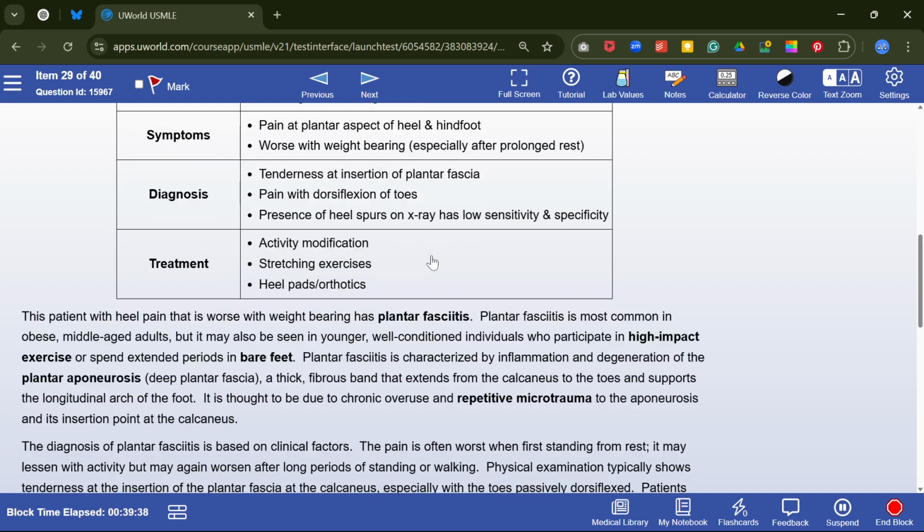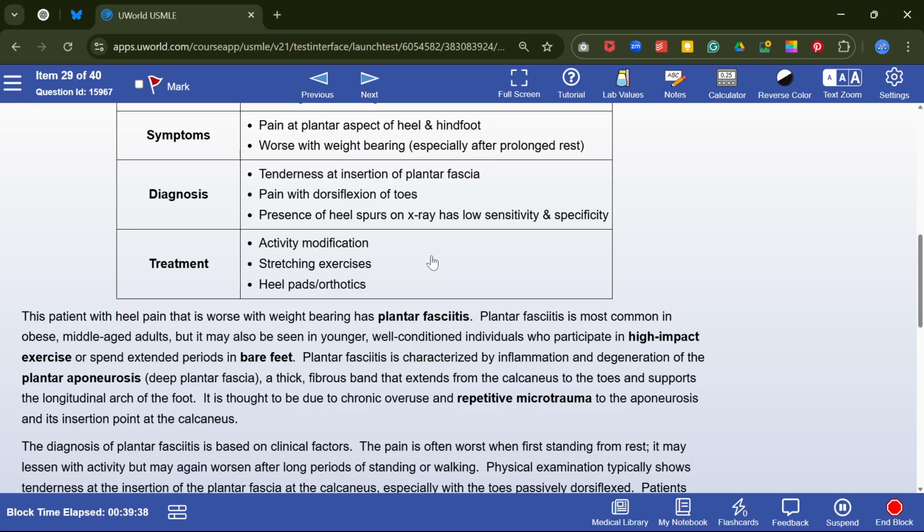So this patient with heel pain that is worse with weight bearing has plantar fasciitis. Plantar fasciitis is common in obese, middle-aged adults, but it may also be seen in younger, well conditioned individuals who participate in high impact exercise and/or spend extended periods barefoot.